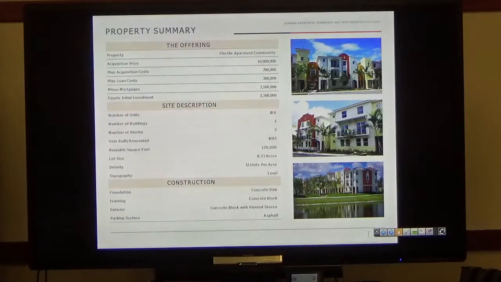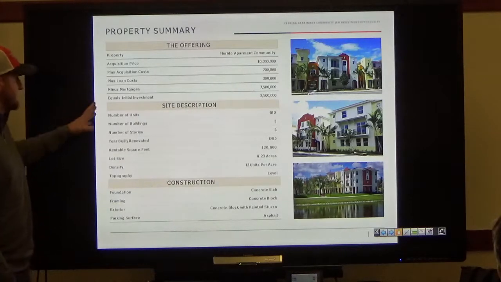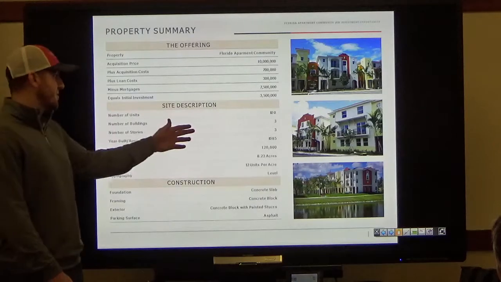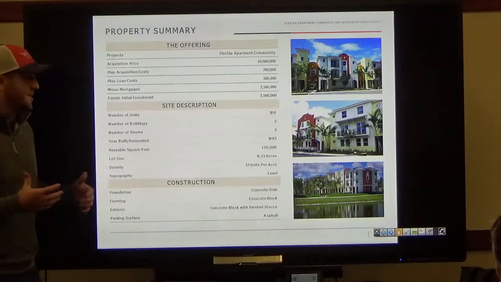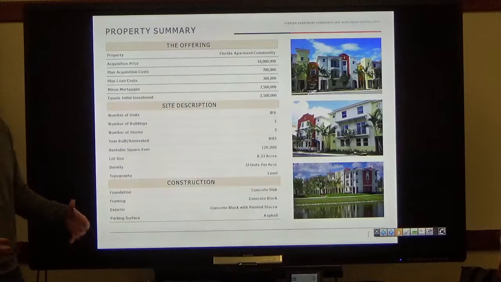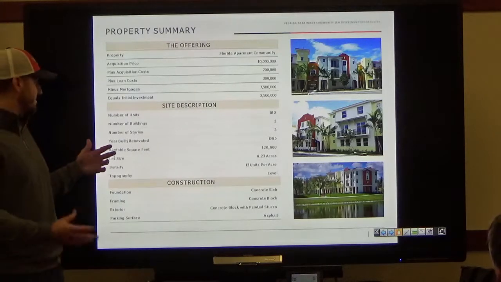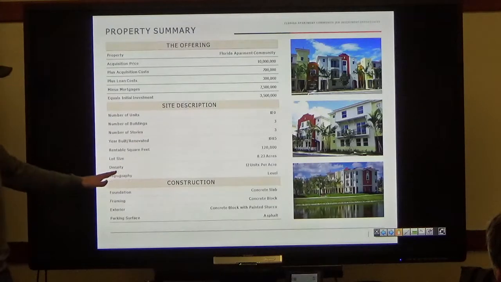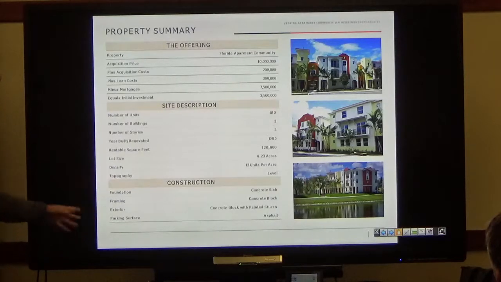So the property summary: again, show some pictures of what you're looking at while you're still enthused about it. I added some other things in there, so you see the site description. I put number of buildings, 3. I want to add some more basic detail so you have more of a visual when you're looking at the numbers. Number of stories, 3; year built, I made it up, 1985. Lot size, the density, the level, topography, foundation, what it's made out of, concrete, whatnot.